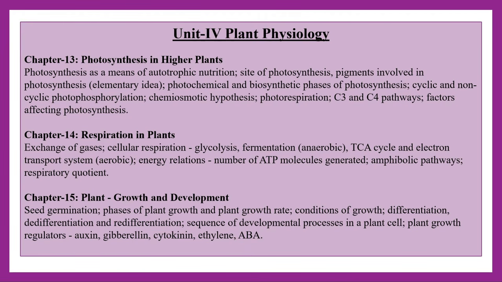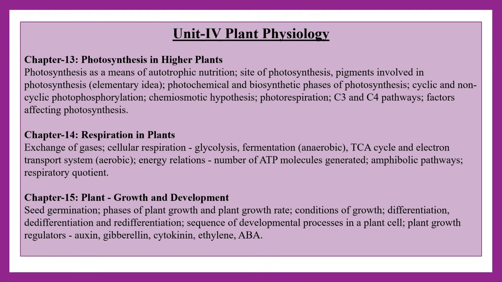Chapter 14. Respiration in plants. In this chapter, we study how plants release energy through aerobic and anaerobic respiration. Topics like glycolysis, Krebs cycle, and the electron transport chain, also known as ETC, are covered in detail. Also, differences between ATP yield in aerobic and anaerobic respiration are frequently asked.